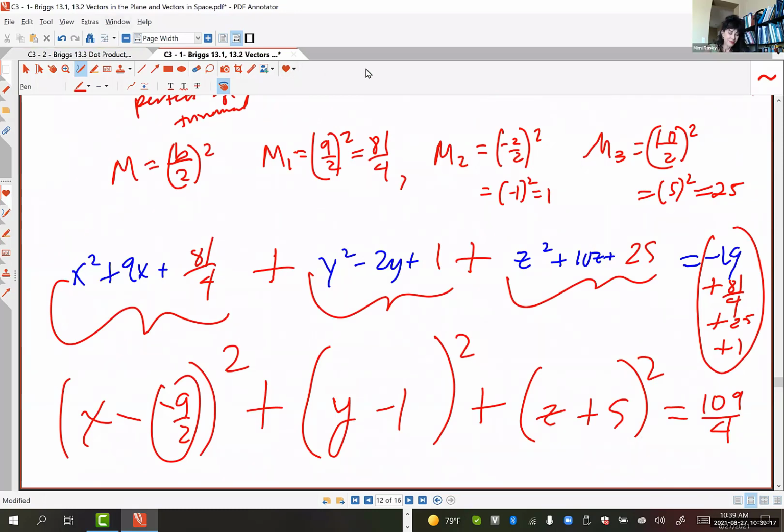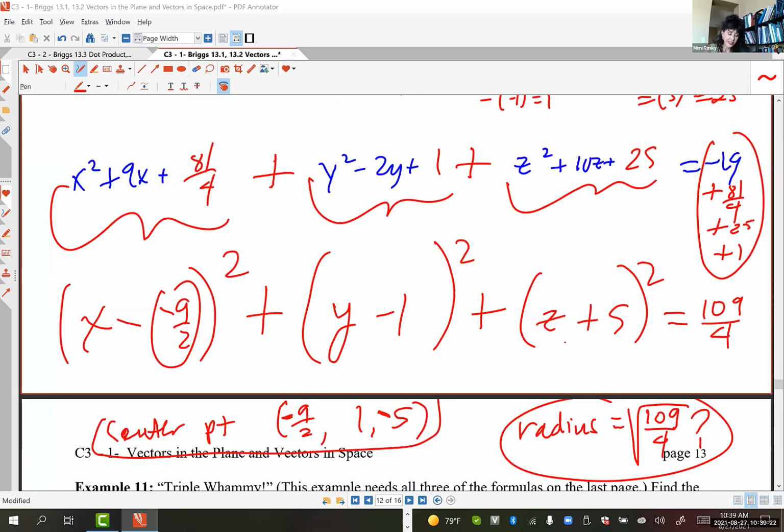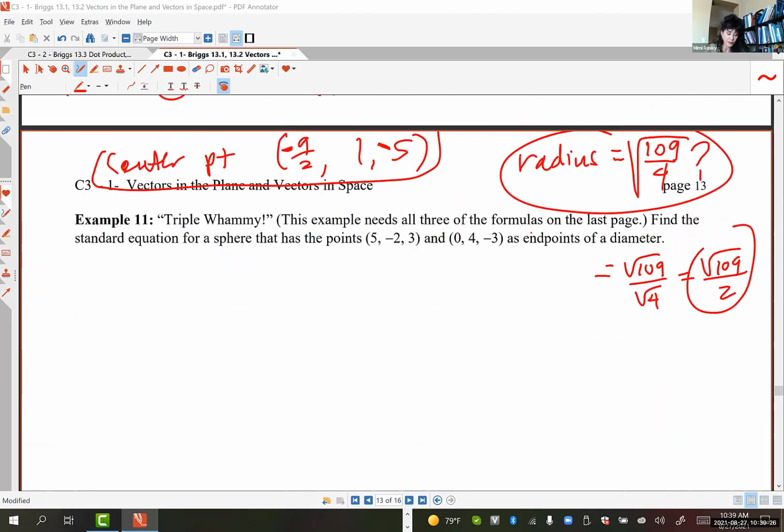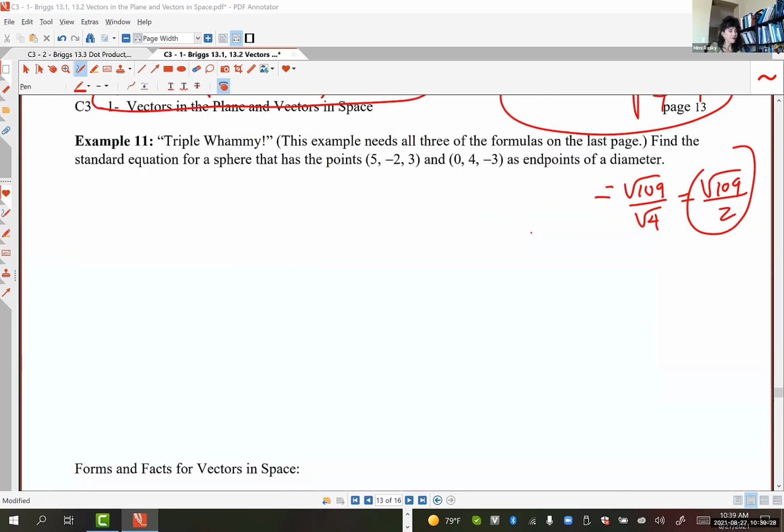Okay. Anything else for this problem? I think we're done. Let's do another sphere problem that's really classic. Most likely it'll be on a quiz or an exam. That's a big hint.